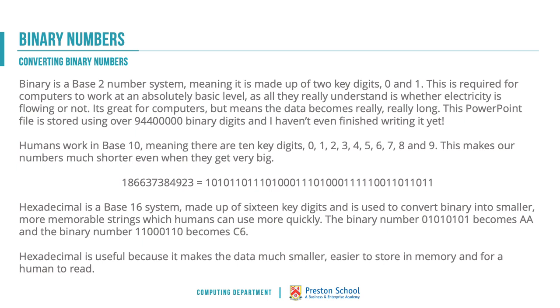So a binary number, 01010101, can become AA. And the binary number 11000110 becomes C6. You'll notice that the binary has become much, much shorter by storing it as hexadecimal. Hexadecimal is another numbering system that computers can understand.